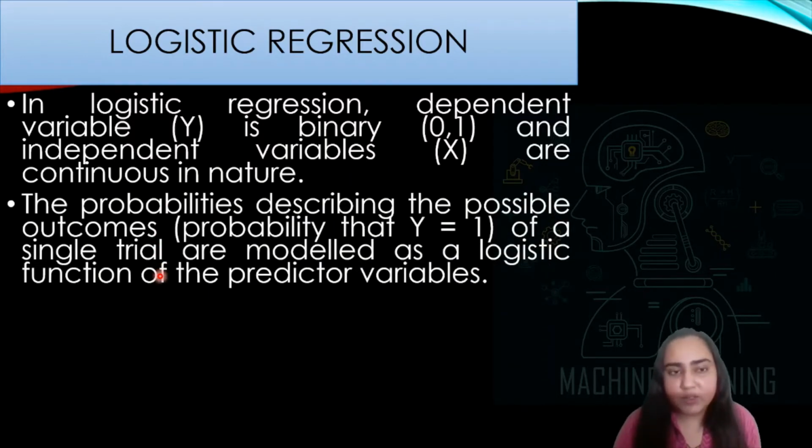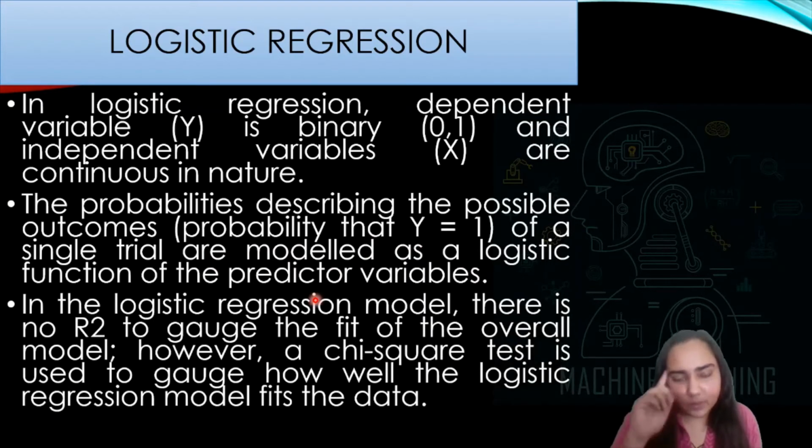The probabilities describing the possible outcomes, the probability that y will be 1 or y will be 0 of a single trial, are modeled as a logistic function of the predictor variables. In a minute, we are going to see what that logistic function is. In the logistic regression model, there is no R squared to gauge the fit of the overall model. So there is no R squared error, which we earlier used in linear regression to check if the model is fitting properly or not.